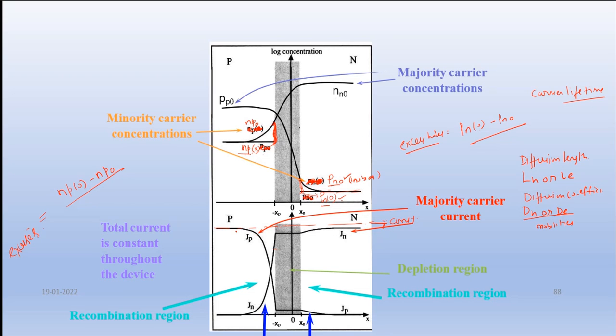And the same thing is shown for the current density, right? The total current is constant throughout the device. We will see that it will be a combination of the current density due to holes, majority carrier current, and minority carrier current, right? Because of the recombination, there will be some drift current. So diffusion plus drift both will be there.